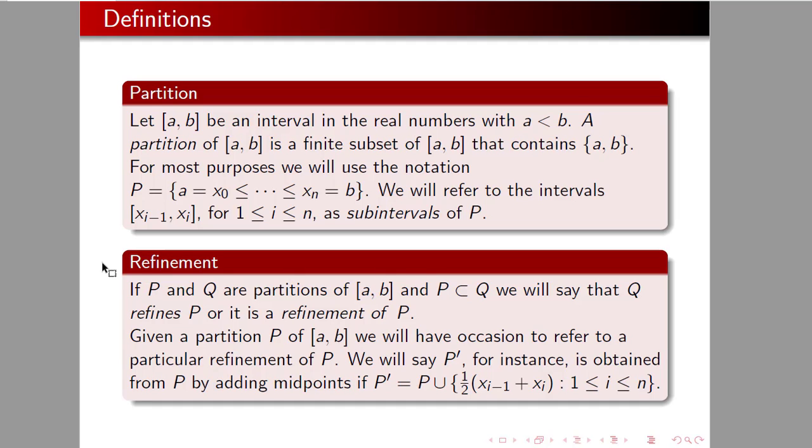Given a partition P of the closed interval [a,b], we will have occasion to refer to a particular refinement of P. We will say that P prime, for instance, is obtained from P by adding midpoints if P prime is equal to P union the set of all midpoints of the subintervals. So you set out your partition P, and you just come along and you snip each of the subintervals at its midpoint.